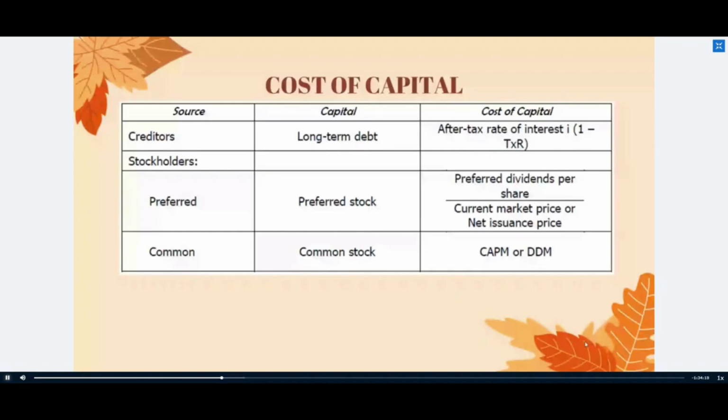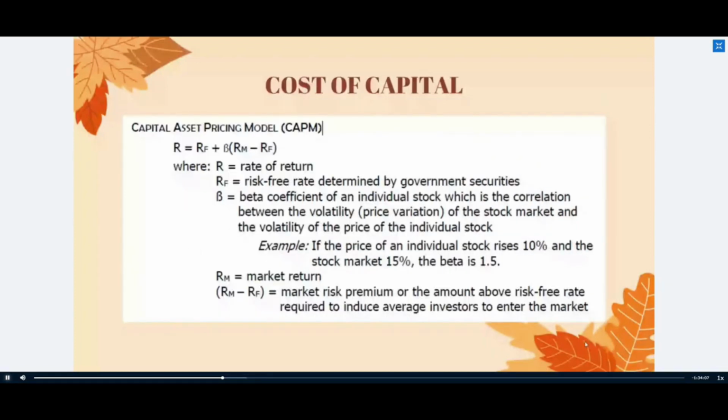And then, for common stock, we have CAPM or DDM. Ano ba itong CAPM or DDM? So, CAPM, this is Capital Asset Pricing Model. So, basically, there's a formula: R equals RF plus beta multiplied by RM minus RF.